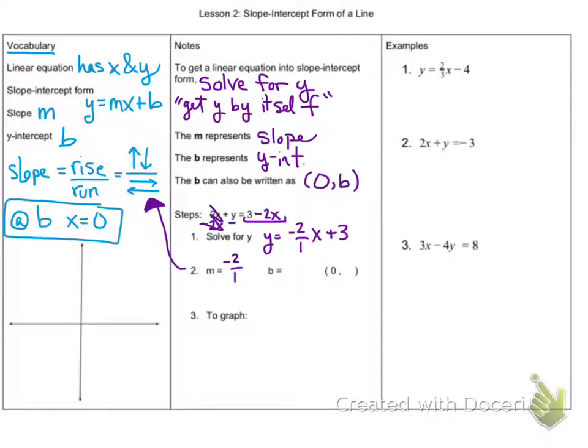And what that tells us is we're going to move down 2 and over 1 to the right. Our b number is positive 3, so we're going to write that as 0, comma 3.